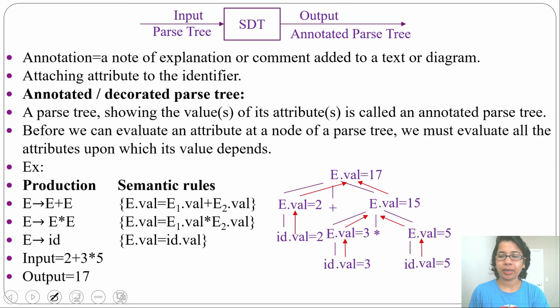In the next lecture, I will explain about attributes. There are two types of attributes: one is synthesized and the other is inherited. Here, this example is a synthesized attribute. If the parent is dependent on its child, that is a synthesized attribute. If the child is dependent on its parent or on its sibling, that is an inherited attribute. For synthesized attributes, we always evaluate in bottom-up order.